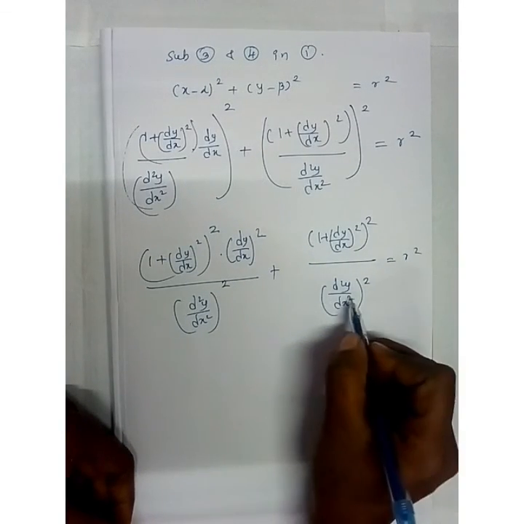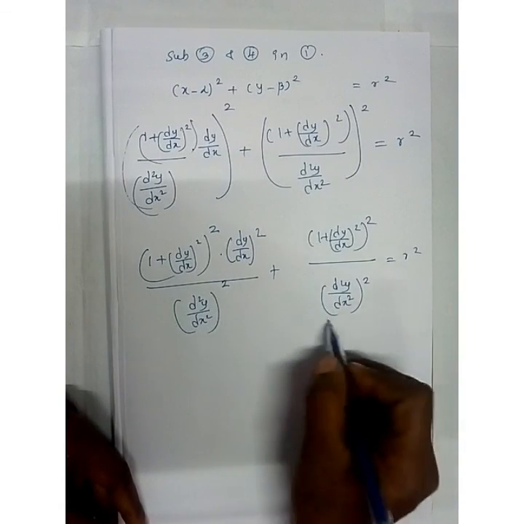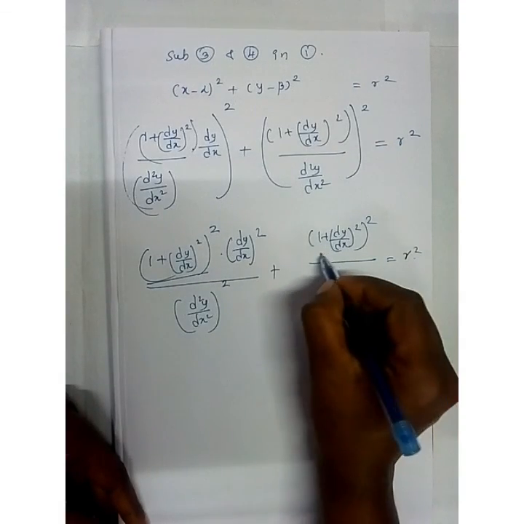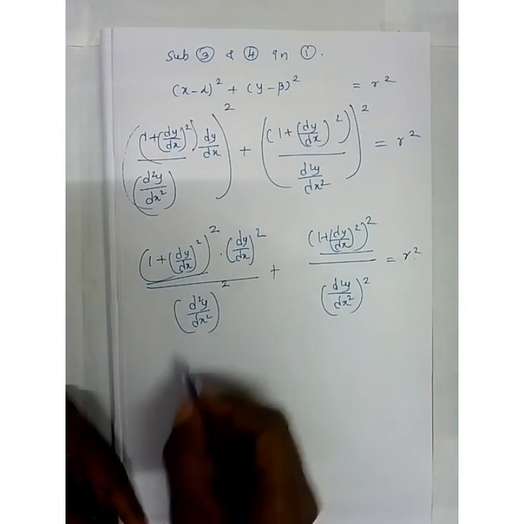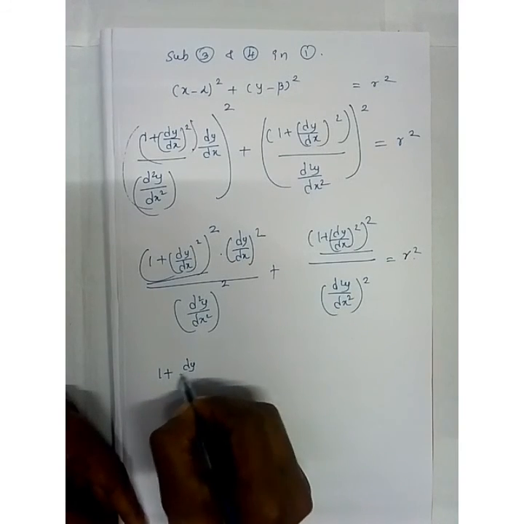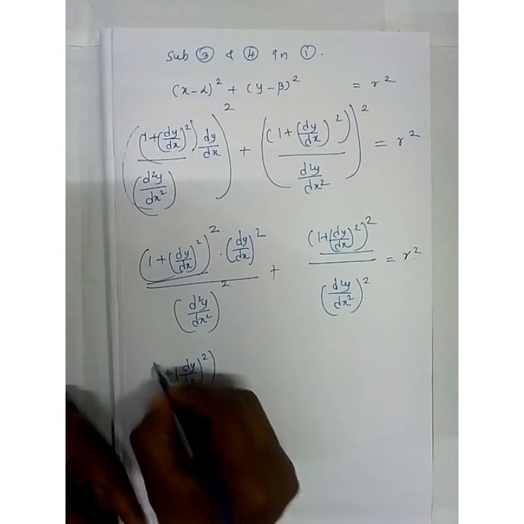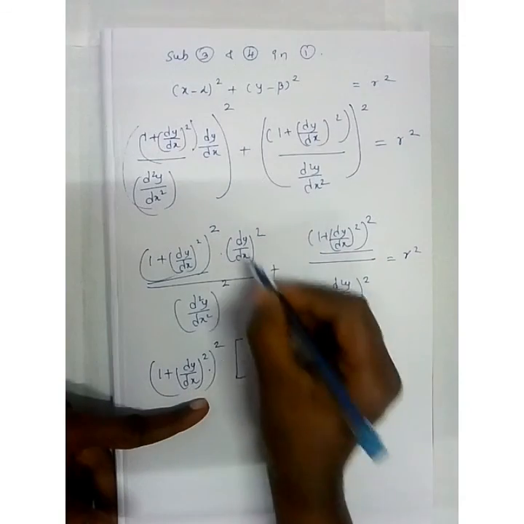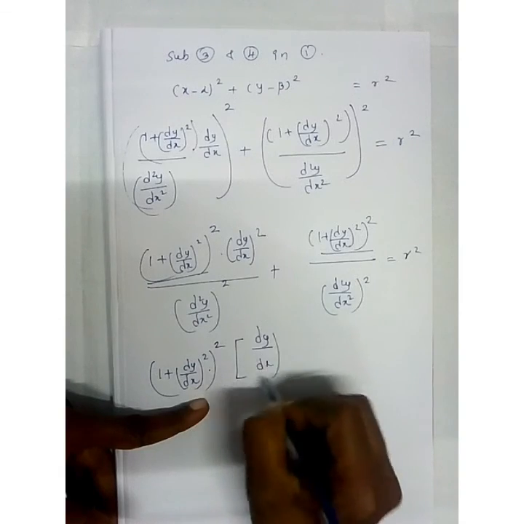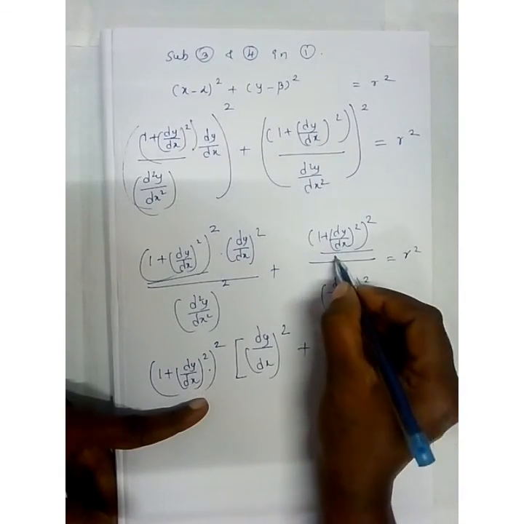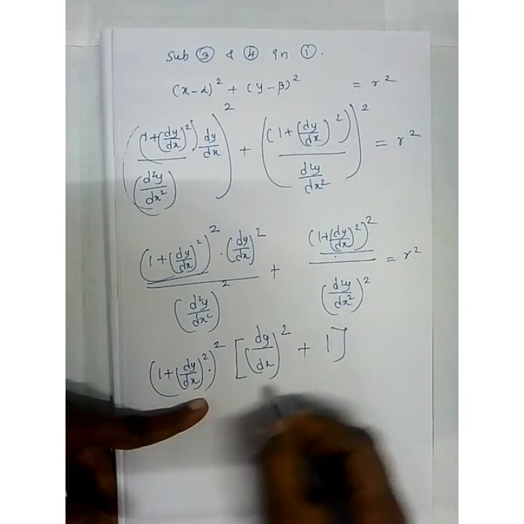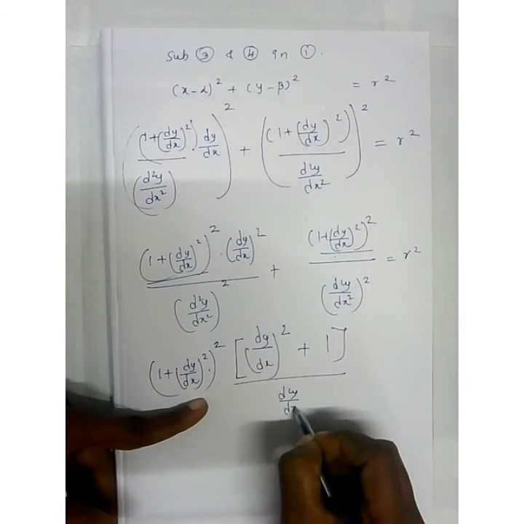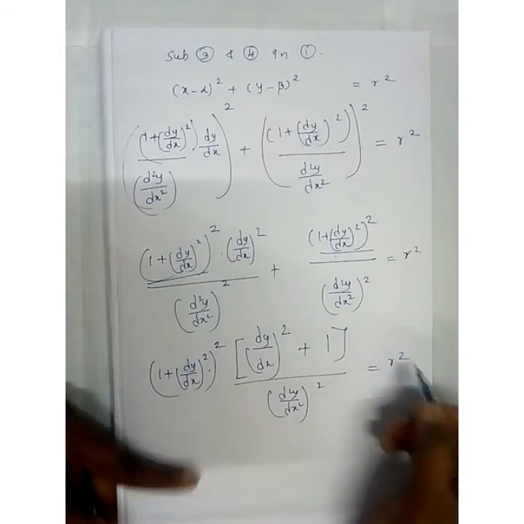Here the denominators are the same, so I can bring this denominator to the right side, and in the numerator part this one and this one look the same, so I am taking it as common. So (1 plus (dy/dx)^2) whole squared. If I take this as the common term, then in the first term (dy/dx)^2 will remain. In the second one, 1 will be there, divided by this denominator (d^2y/dx^2)^2, which is equal to r squared.